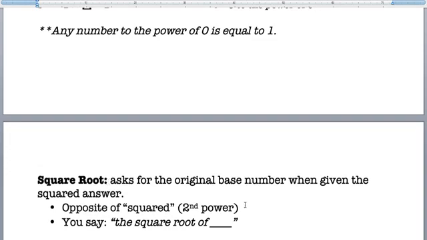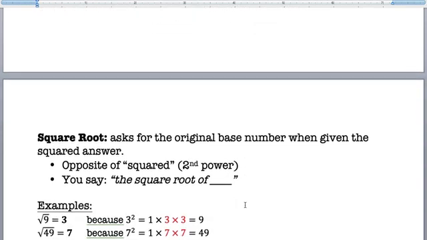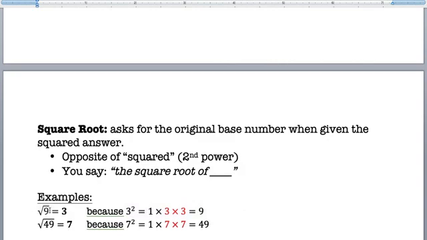To say square roots, you just say the square root of, and then the number. So for example, the square root of 9 is equal to 3, because this is the answer inside the square root symbol, this kind of check mark with the box over the 9. That's the square root symbol. So they're saying what number had to multiply by itself 2 times to get to this answer of 9. And that had to be 3, because 3 times 3 is 9.